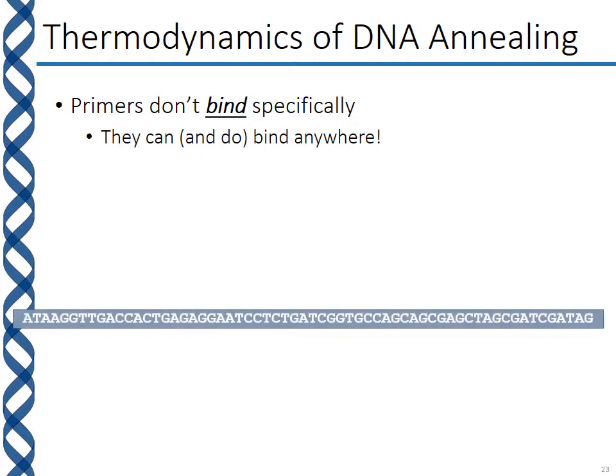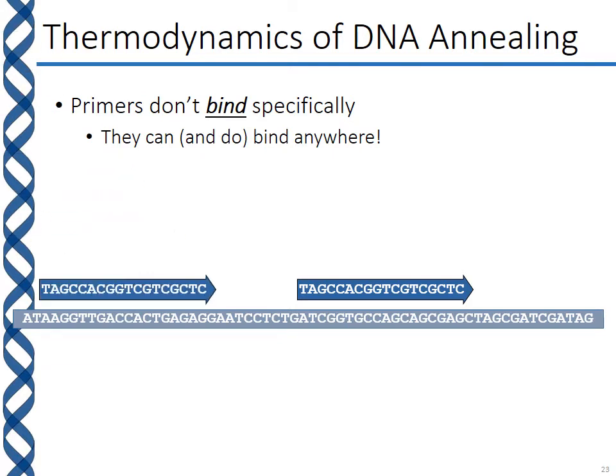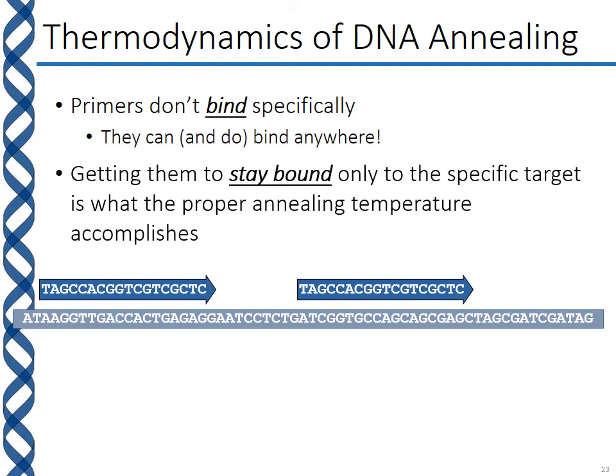So if, for example, we have this DNA sequence and we add primers to the mix, a primer will try to bind in this location, but it will also try to bind in this location and all the other locations in between and all around. So as it turns out, getting them to stay bound only to the specific target is what the selection of the proper annealing temperature will accomplish. So let's take a look at that.